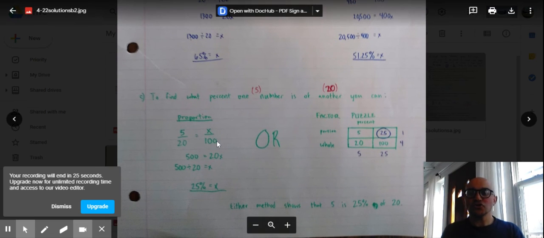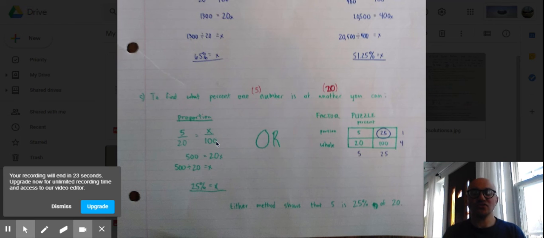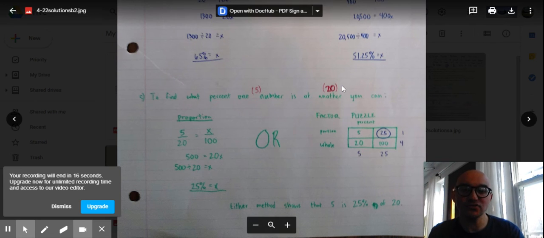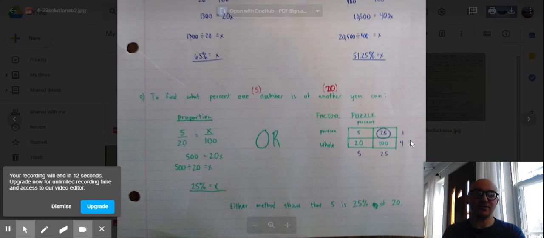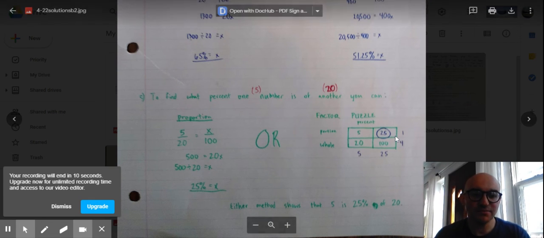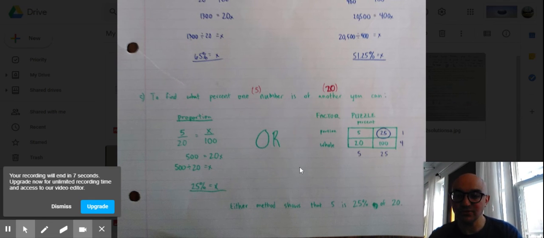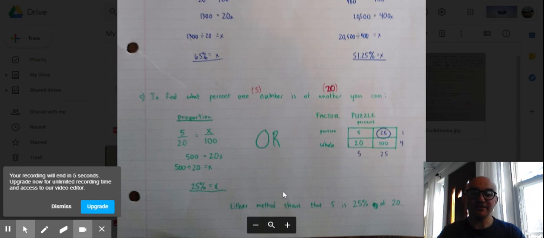Then part C asks us to choose 2 different methods to solve a percent problem. I chose number 5. What percent is 5 of 20? Set it up as a proportion. We've done a number of these, so I won't walk you through it. It's 25%. Factor puzzle gives me the same answer, 25%. So 5 is 25% of 20.